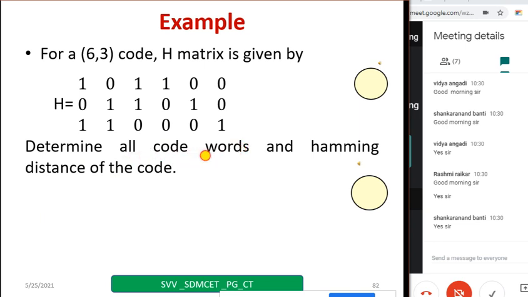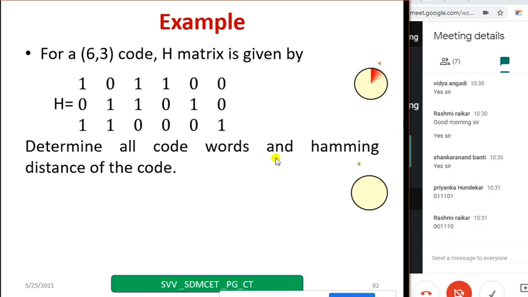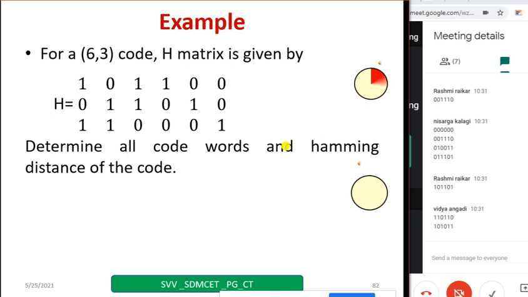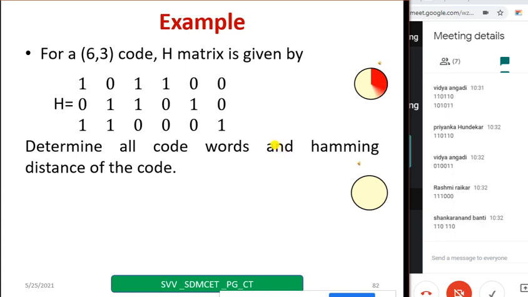Can you type randomly two code words? Take a minute. Just type the code words you have done yesterday. I told you people to do it. I don't know whether you have done it. Okay, Rashmi has typed, Priyanka has typed, somebody has typed 001, 011, Nisarga has typed 4. Very good. Vidya, today all are there. I think somebody was absent yesterday. Priyanka, everybody is typing, including Shankaranand is typing. Very good to see it.